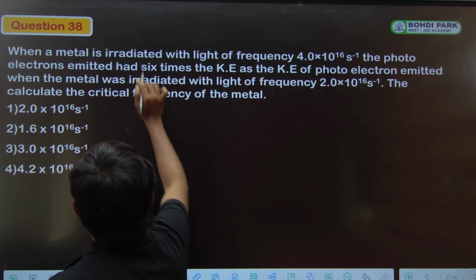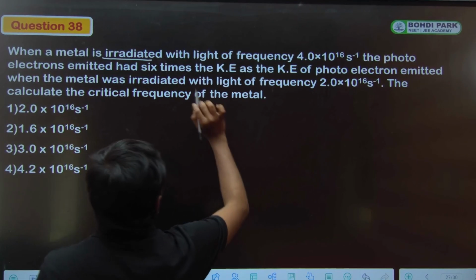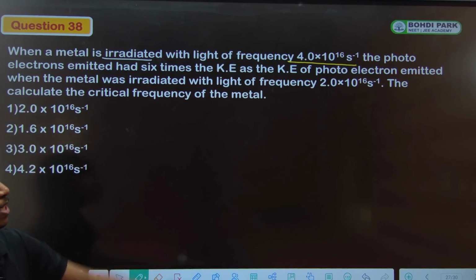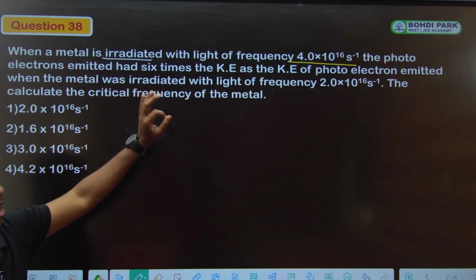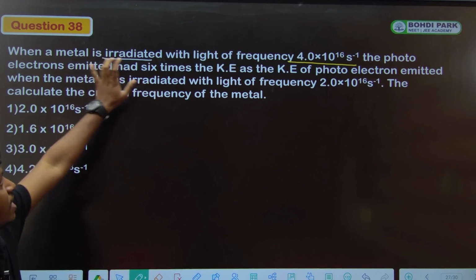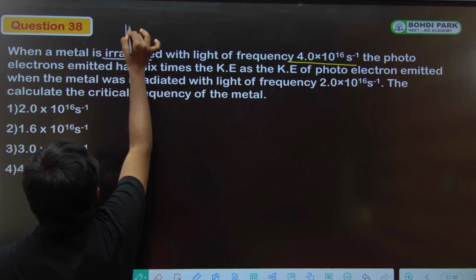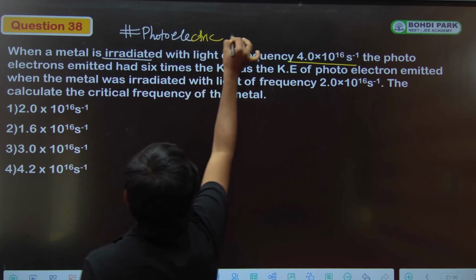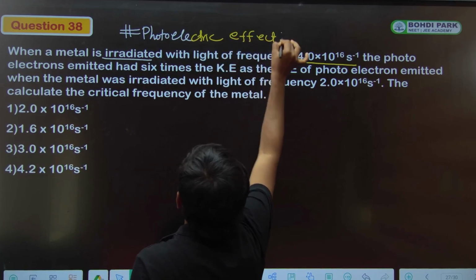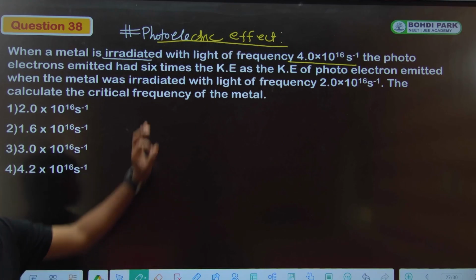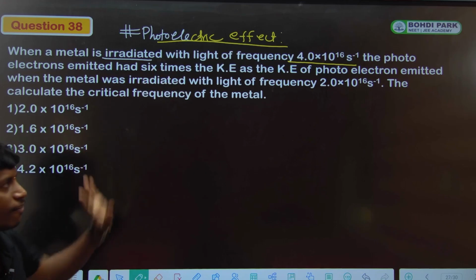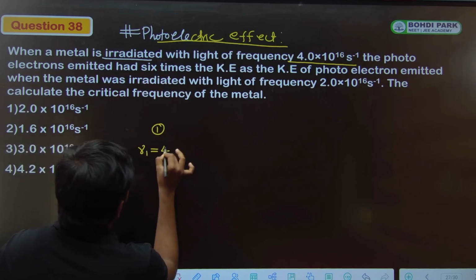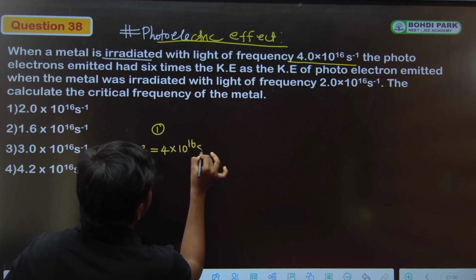When a metal is irradiated with light of frequency 4 into 10 to the power 16 per second. Okay, what have they said? It is just a metal irradiated with light. It's a photoelectric effect question. Let's take this as light 1. What is the mu1 value they have given? 4 into 10 to the power 16 per second.